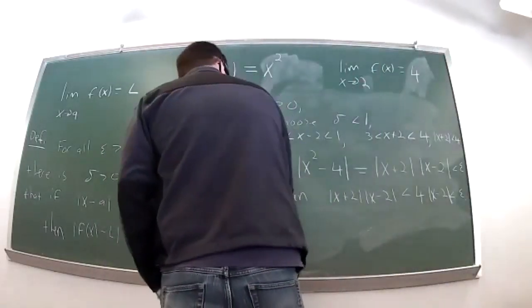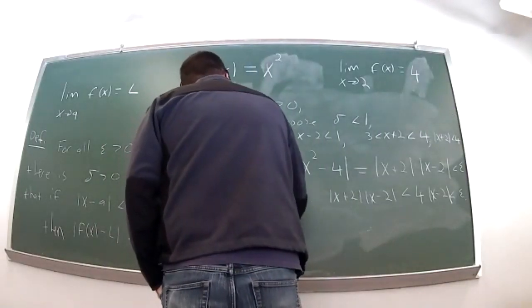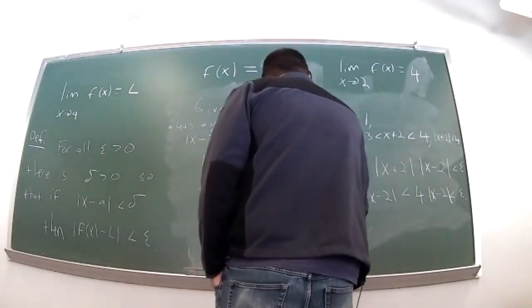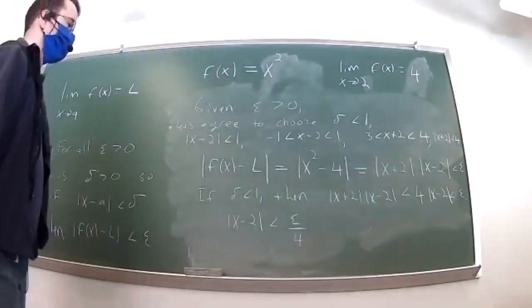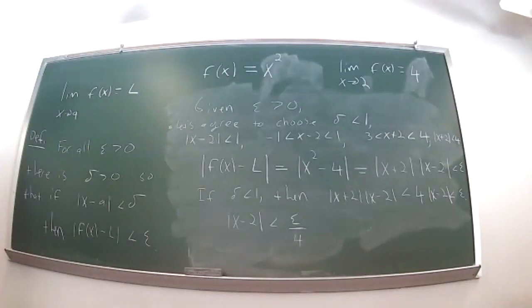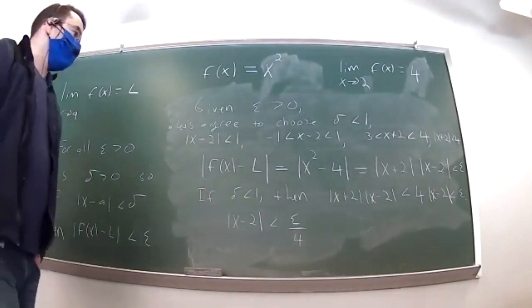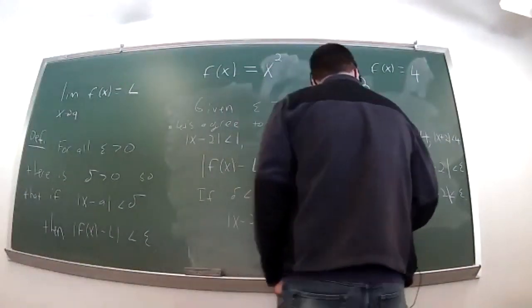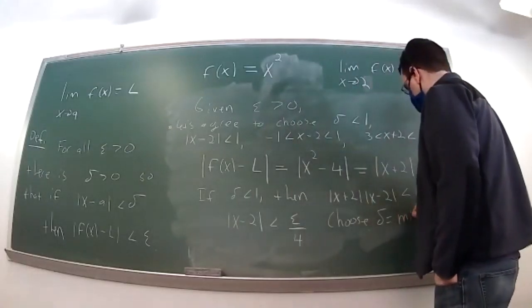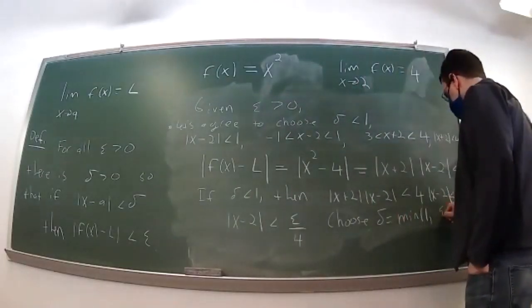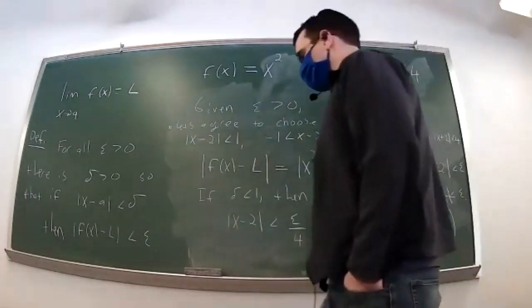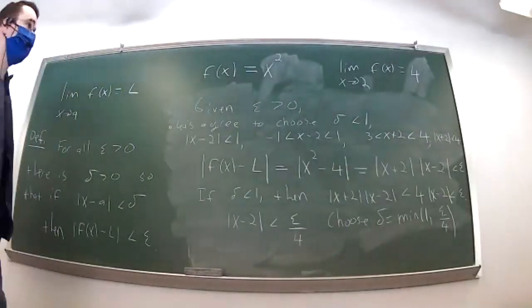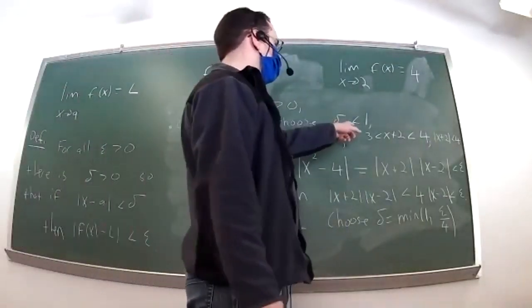And so then let's choose |x minus 2| to be less than epsilon over 4. Now you can just divide by 4 like you did before. So then the way you would handle that is you might say choose delta to be the minimum of 1 and epsilon over 4. So if epsilon were a big number, if epsilon were 10, then you would make sure to choose delta less than 1.